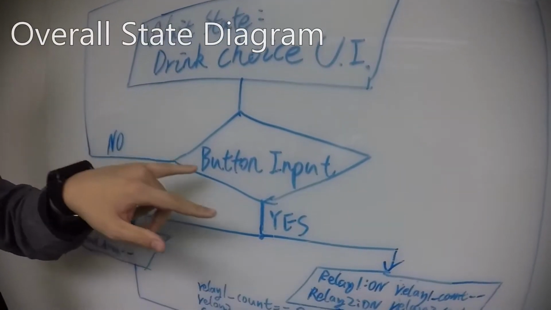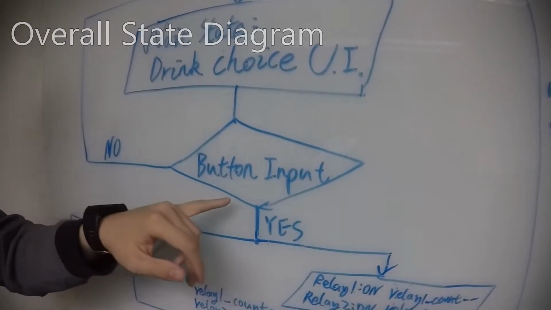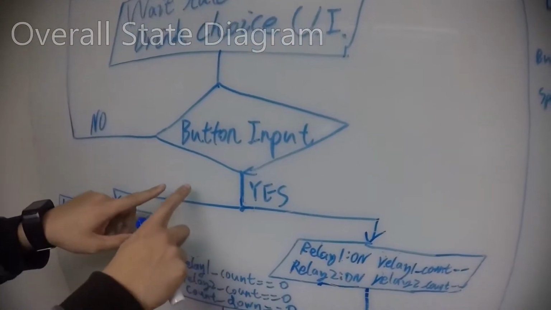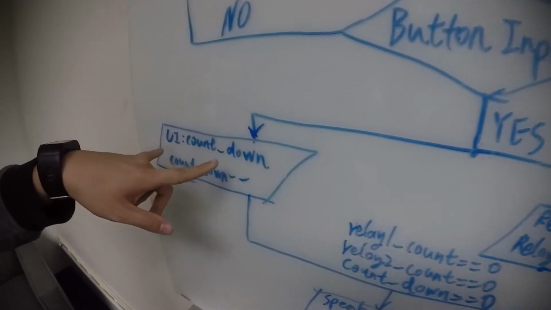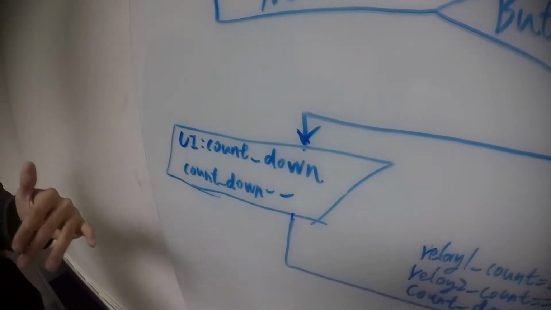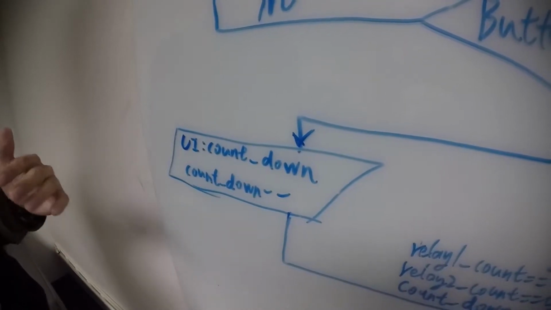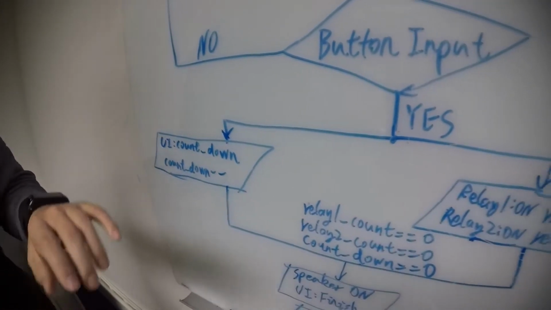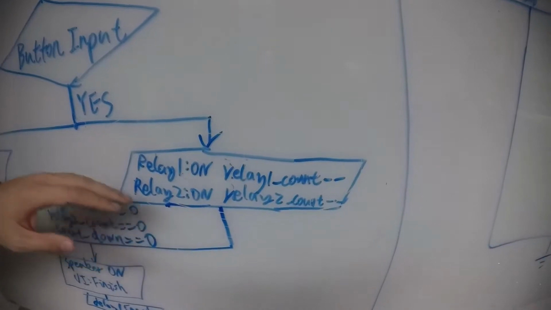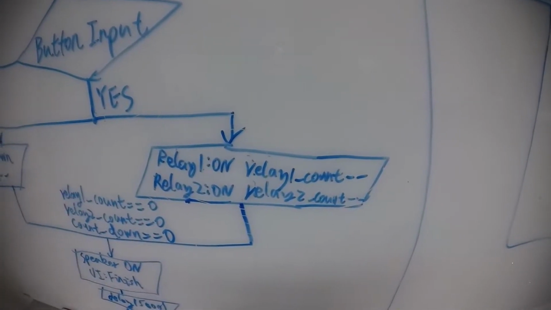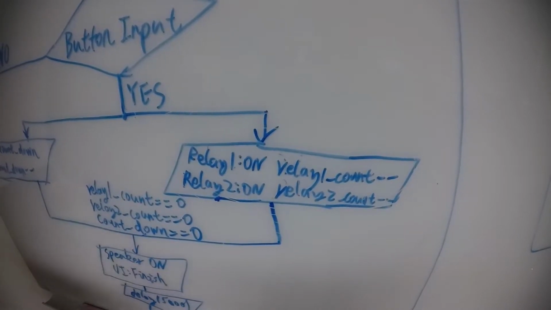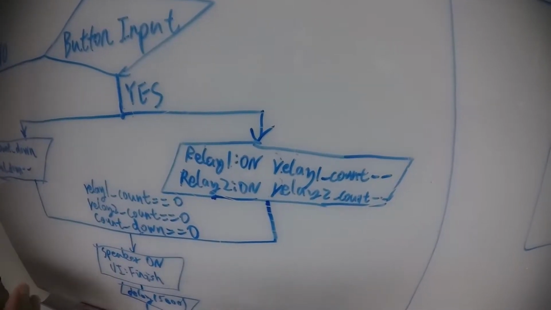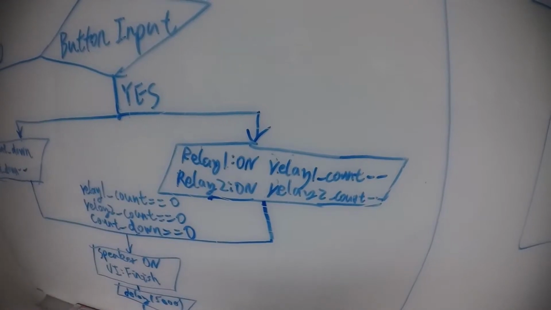Once the Arduino receives the input it wants, it will separate into two different functions. One is the UI. It will be counting down, telling the user how many seconds are left until their drink is finished. And also on this side, we will turn on the relay. This turns on the pump. It will keep pumping the liquid from the ingredient drink to the finalized drink.